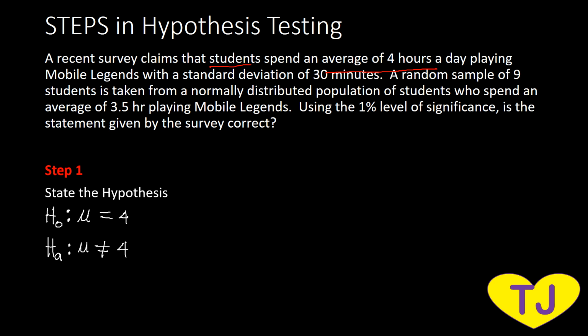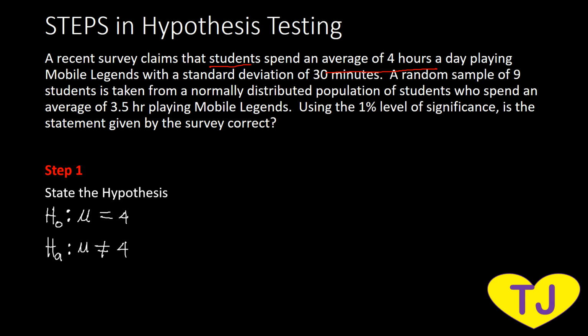Now, why are we using not equal to 4? Because when you say alternative hypothesis, you may have there greater than or less than. But if you look at this one, you wanted to know whether the statement given there by the survey is correct. So that means to say, we will be testing out whether it is equal to 4, or it is not equal to 4.